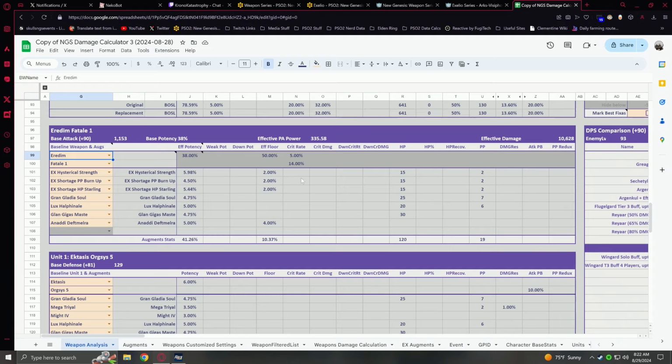So what we're doing is a comparison. We're going to start with the Aridim. We're going to go with the Fatale 1 Aridim because that's what most people are using right now. You can either go with Fatale or Attack. I talked about in a previous video where Attack actually can end up being stronger with a proper augment setup since potency floor is getting higher and higher. But most people, you're going to be running Fatale 1.